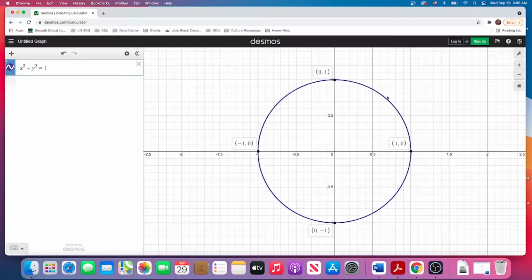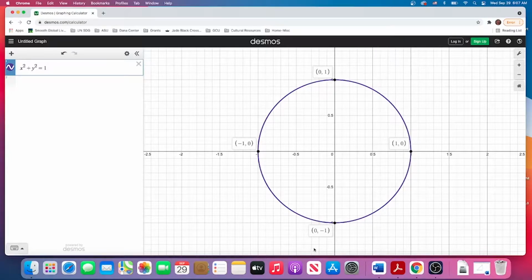So this is 0, this is 90 degrees, pi over 2. This is 180 degrees, pi. This is 270 degrees, 3 pi over 2. I have to think a little bit. And over here, 360 degrees, or 2 pi. Okay, so that's the unit circle.